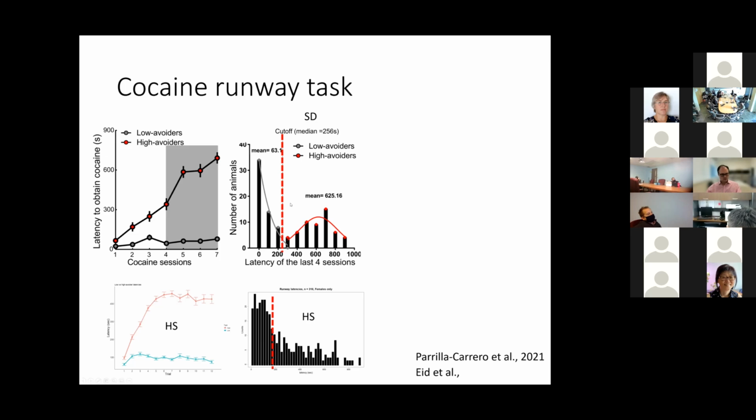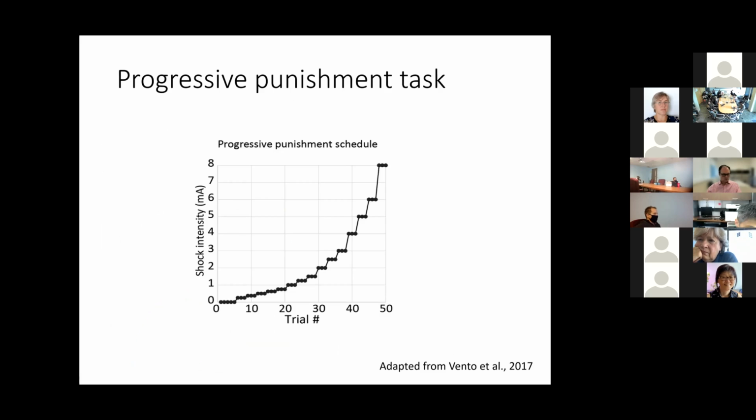It looks very similar in Sprague-Dawley and HS rats. The only difference being Sprague-Dawleys on the top have a bimodal distribution of latencies with low avoiders and high avoiders. And in the HS's, you see a big bump on the low avoiders on the left side. Is my cursor showing up? Yeah. Okay, but you don't see that second bump of high avoiders. You just see this long tail. But otherwise, it's very similar. There's massive individual difference in the latency on this runway task.